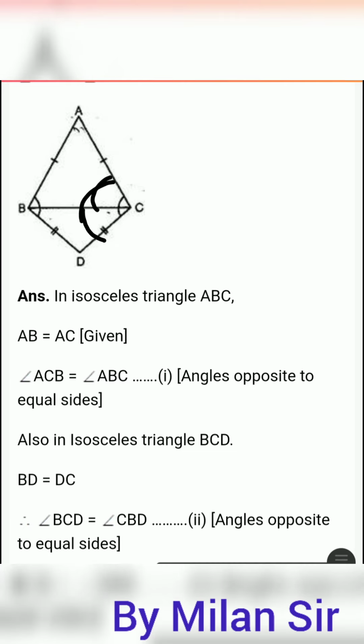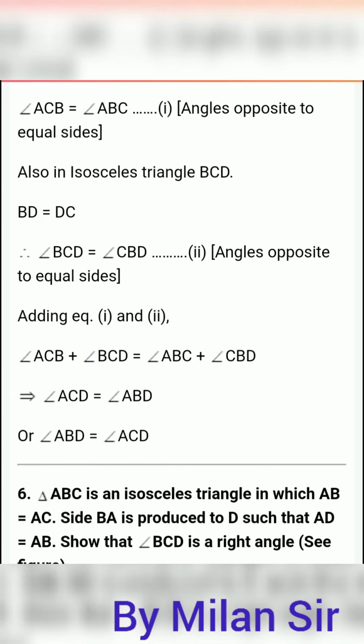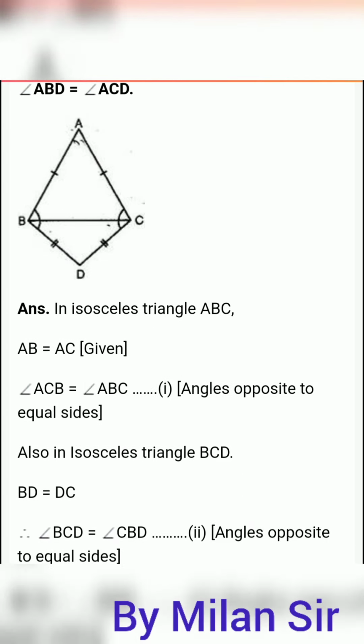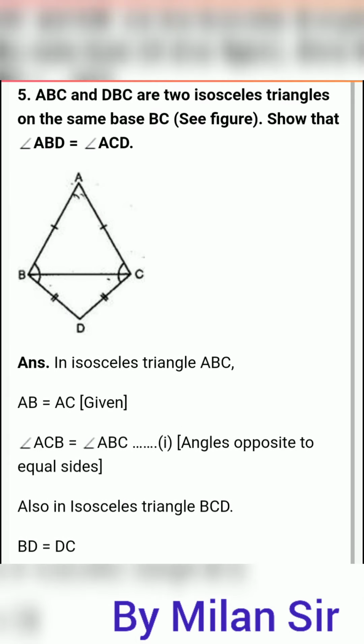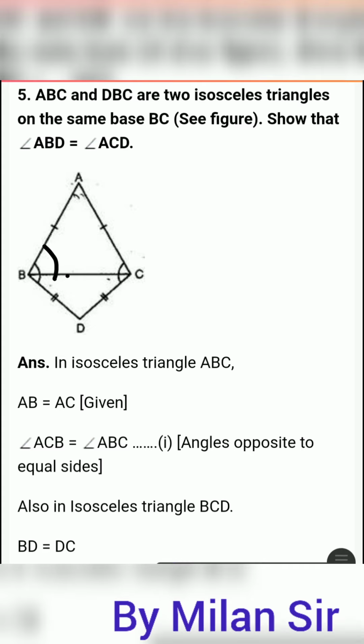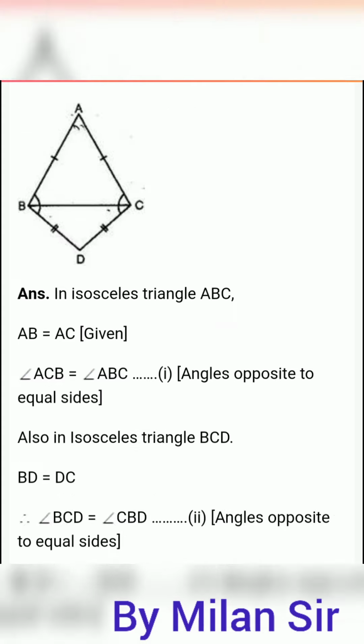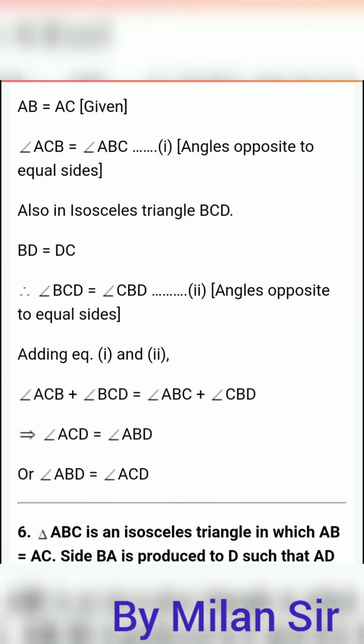If we add this two angles, so full angle ACD. So here we can write angle ACD, and here this two angles ABC and CBD. If we add this two, so full angle ABD. So ACD is equals to ABD. Alternately, ABD is equals to ACD. Hence proved. Okay.